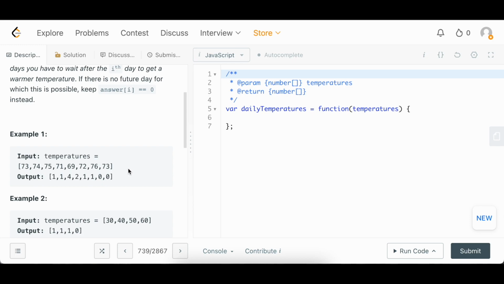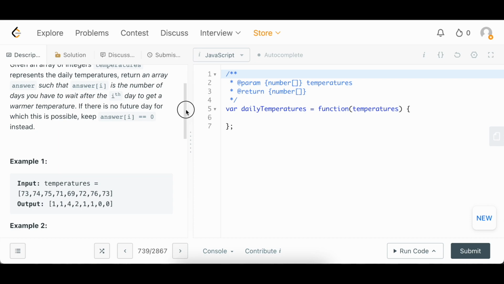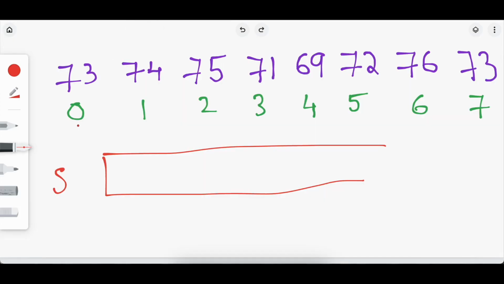So how can we solve this problem? Generally, whenever you are given a question where you have to find the temperature or values to the right side that are greater than something, stack is something that usually comes to mind. So let's see how we can solve this problem using stack. On the first day the temperature is 73, so I'll simply push my temperature into it because the stack is currently empty. And now I'll move to the next day where the temperature is 74.